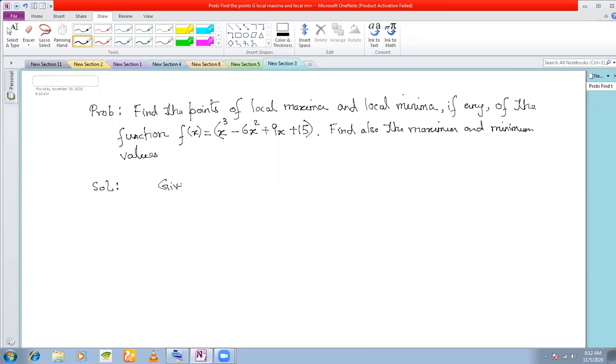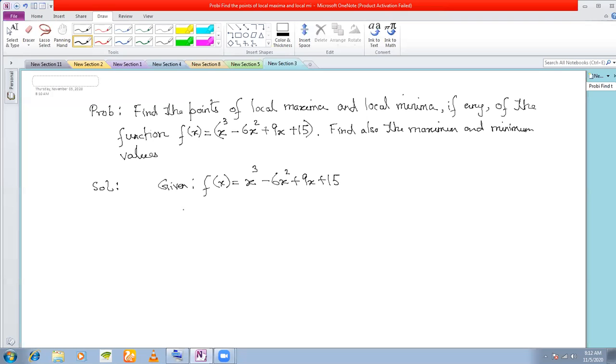Yes, sir. So given here, what is the function? f(x) is equal to x cube minus 6x square plus 9x plus 15. Now understand this problem very well, very carefully, because these kind of problems you will find in section C also when you will be doing problems on economics. Okay. So you will follow exactly the same procedure. Okay. So these kind of problems will keep on coming.